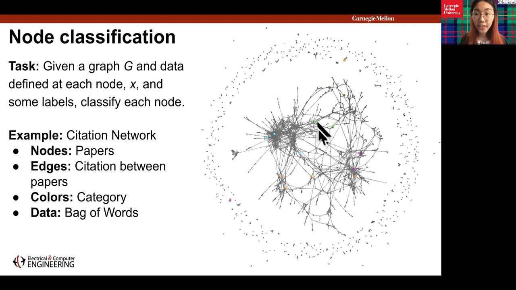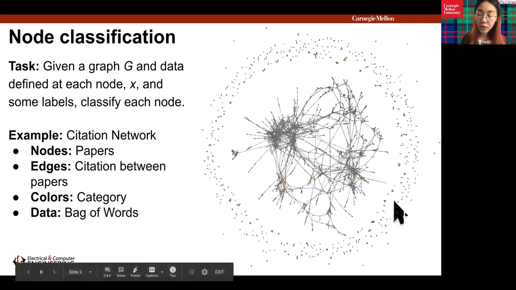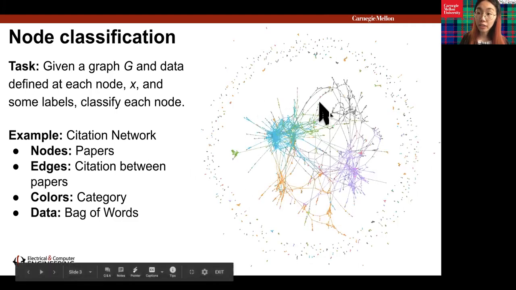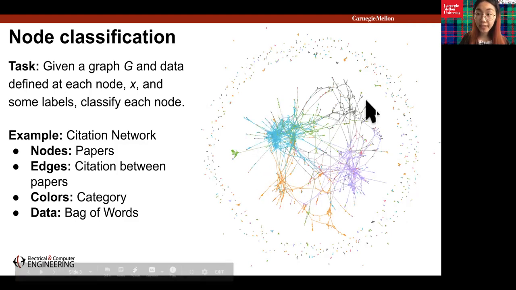And the data defined on each node is a bag of words. So our goal here is, given this graph with just a few colored nodes, we want to make it into a graph with all colored nodes. And we do that by predicting the labels of the remaining uncolored nodes.